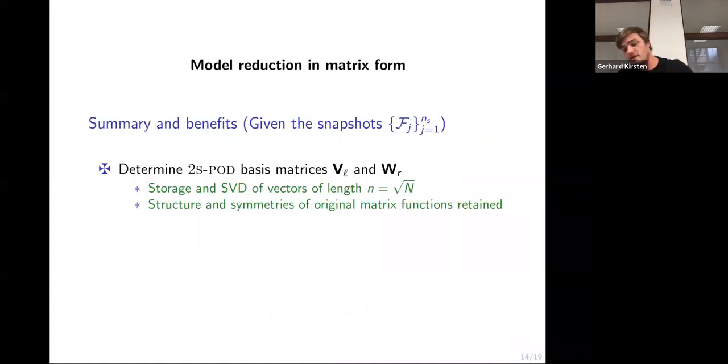Okay, so in summary of the two-sided method, we use this two-sided POD algorithm to determine the basis matrices VL and VR given the snapshots Fj, which means we're only storing vectors of length n and only doing SVD with vectors of length n, where n is now the square root of big N, which is a big gain in terms of memory and computational time. And as we've shown, symmetries and other structures of the matrices can actually be retained.